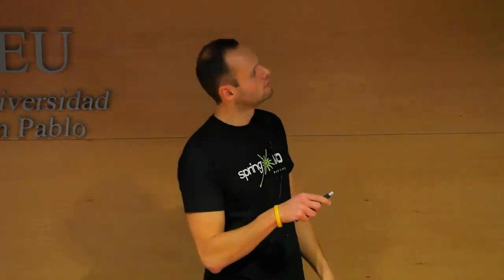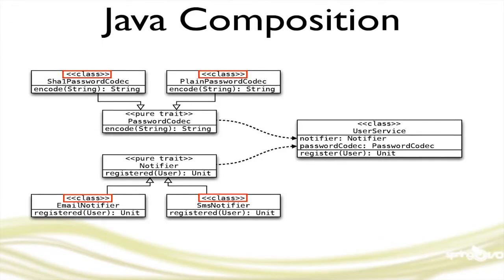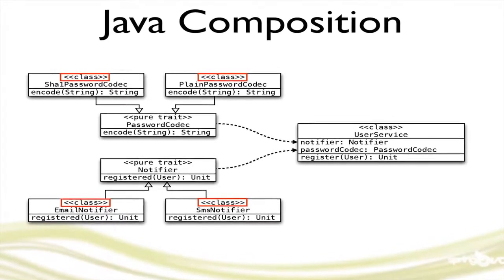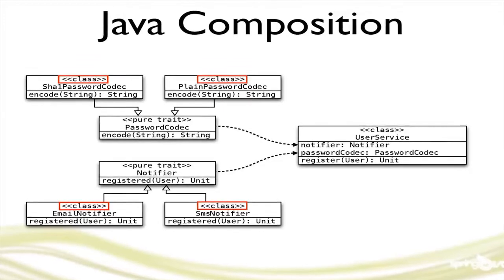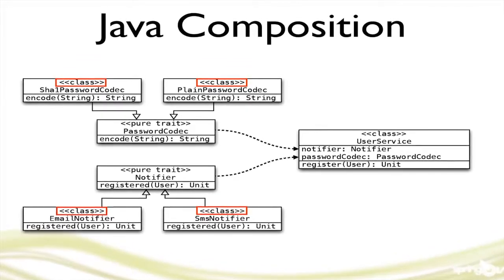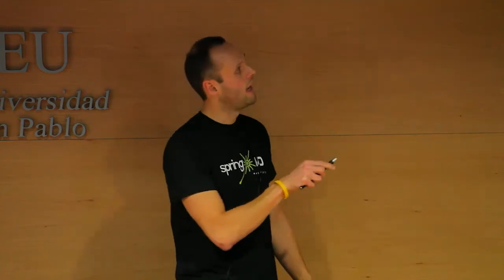Well, let's take another example. We are going to have a password codec and a notifier, and then we'll implement it. So this feels just like your ordinary Java code. I say here pure trait, meaning it only has definitions of the functions. There is no body of anything. So this, in bytecode, will actually be compiled down to an interface. And then I implement it.